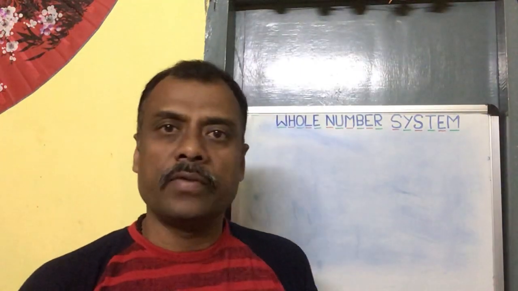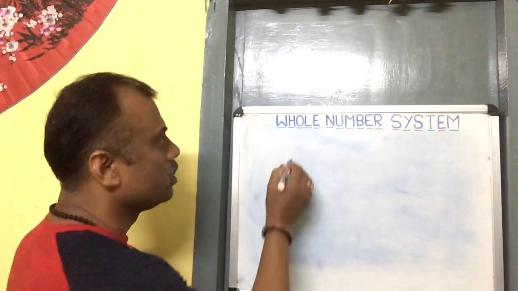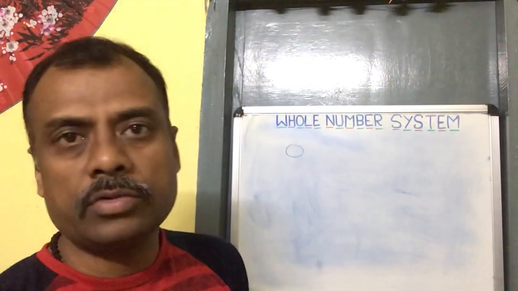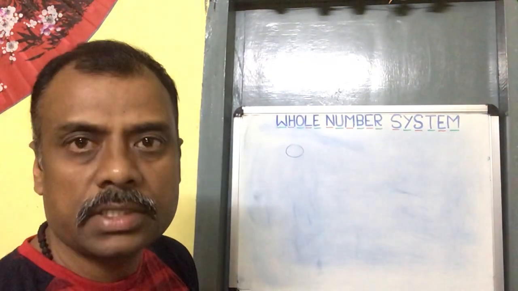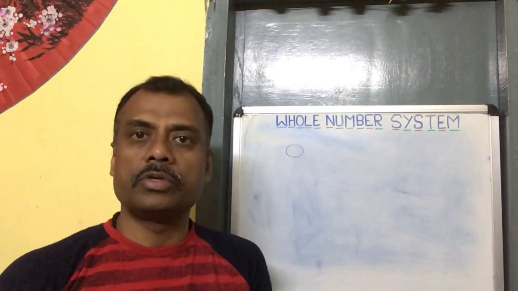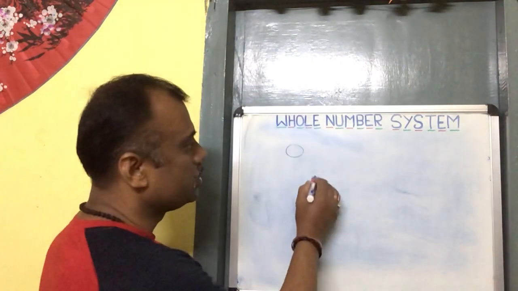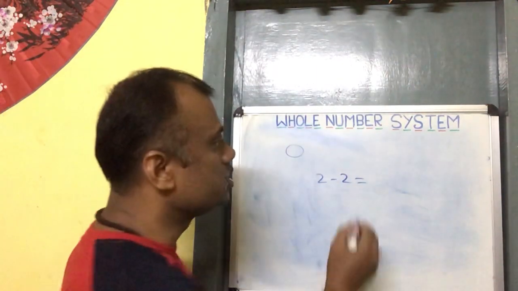Before discussing it, we must know the concept of zero. The concept of zero came much after the natural number system. Suppose you have two pens and your teacher takes those two pens away, then how many pens will be left with you? None, and that is represented by zero.